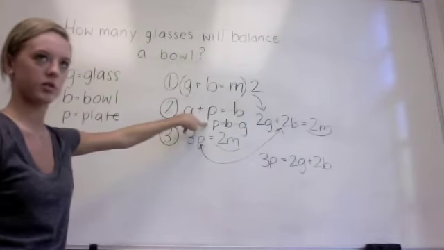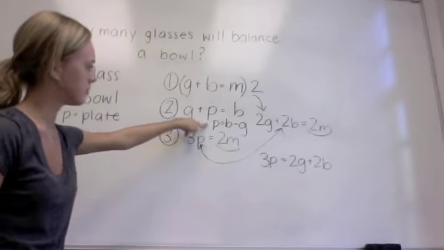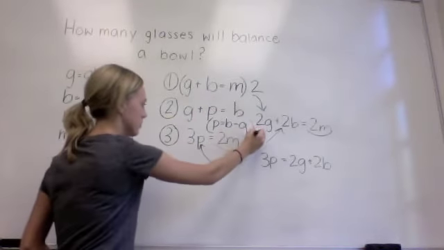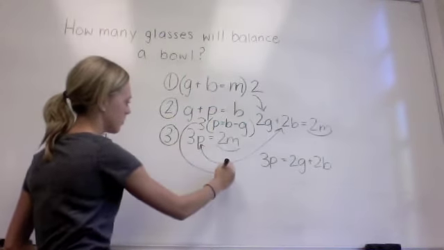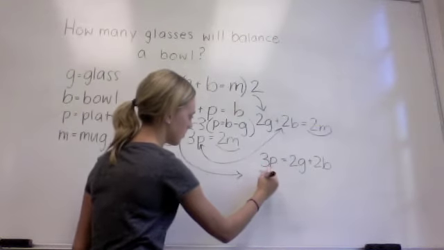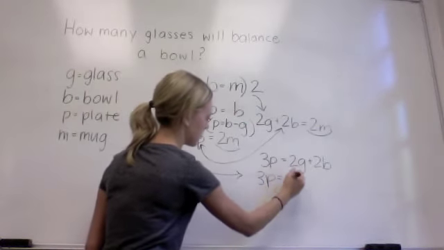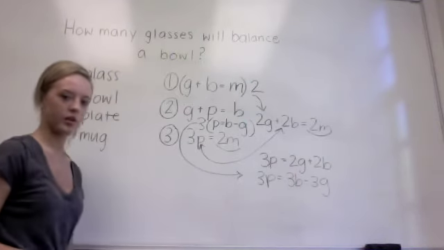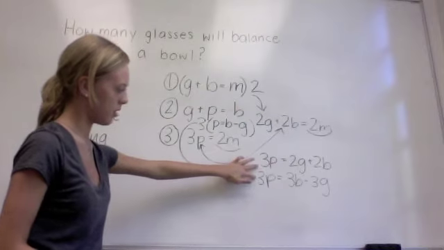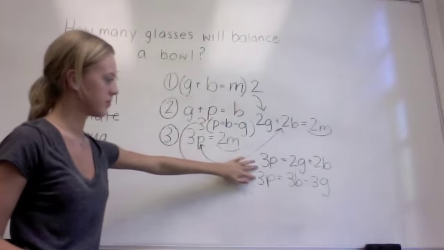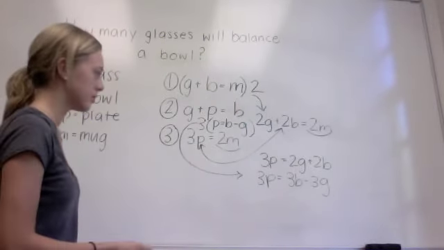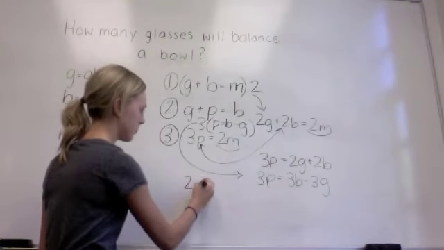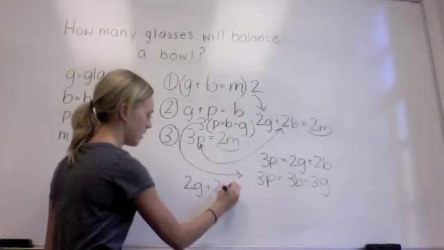So what do we need to do to this equation? We could do the same thing we did last time and multiply that new equation by 3. And so we'd have 3 plates is equal to 3 bowls minus 3 glasses. Now we have 2 equations that are both equal to 3P, so they're the same. So then we can essentially just use 2 glasses plus 2 bowls is equal to 3 bowls minus 3 glasses.